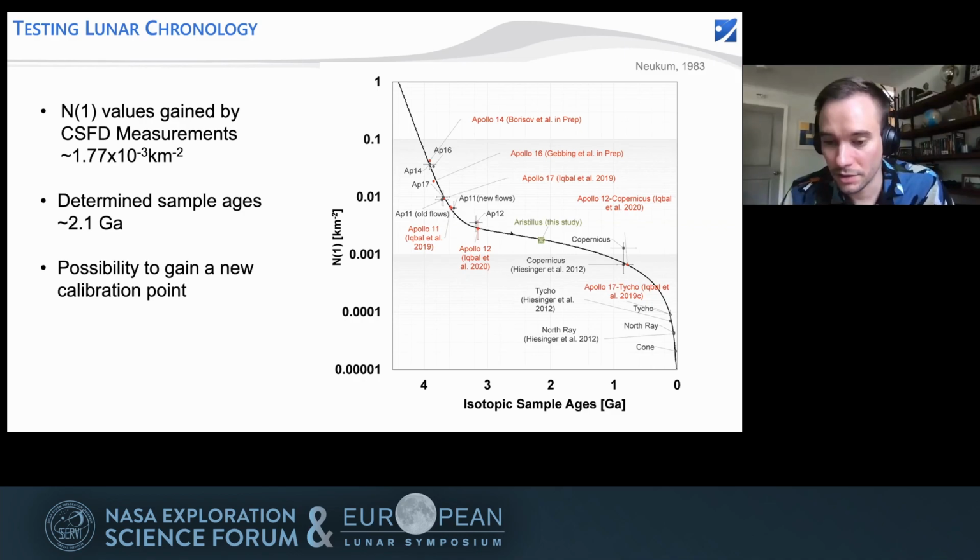There is one here, again from Ichi, who's asking, I may have missed something. Are the materials from the 2.1 billion year old crater sampled? If not, how does it help calibrate the lunar chronology function?